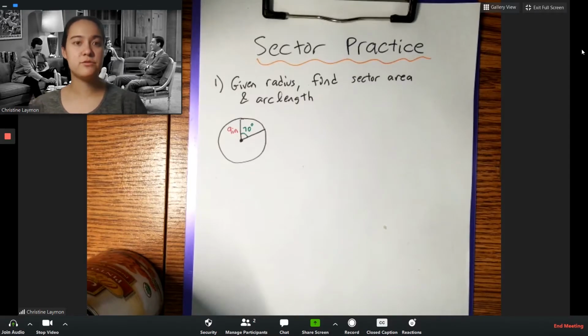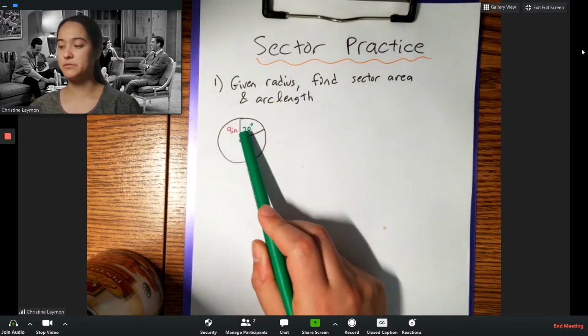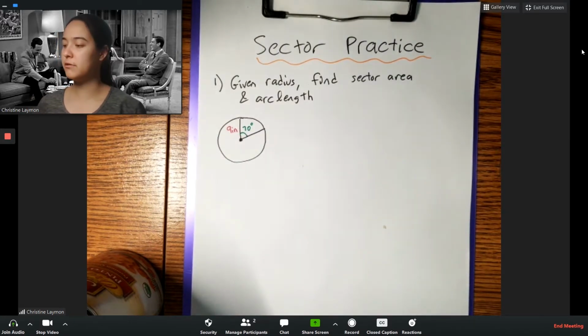I saw that there were some troubles with different things doing with sectors, so I brought up some more sector practice. So in this question, I've given you the radius as well as the central angle. We're going to go ahead and find the sector area and the arc length.